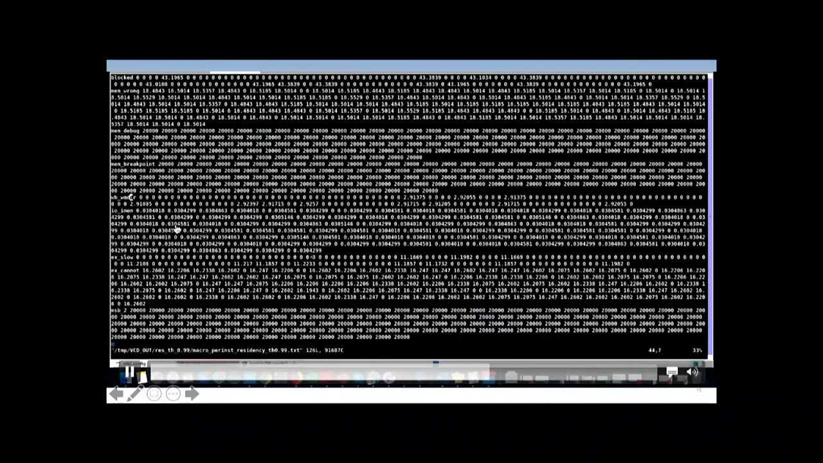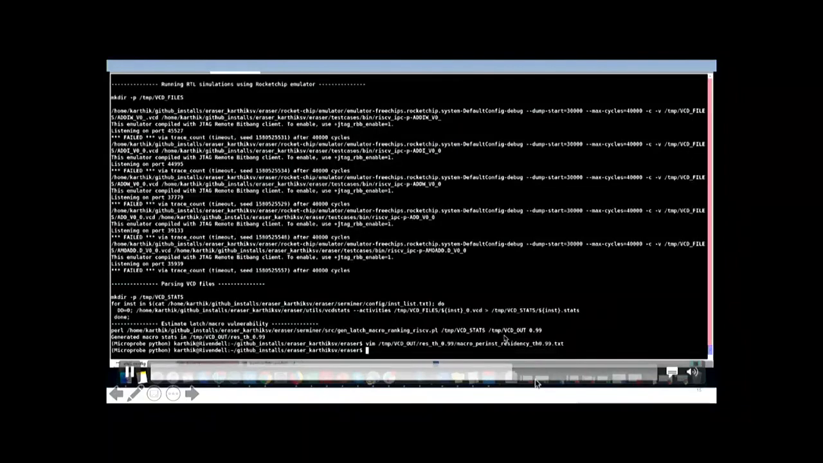These are examples of the macro and instruction level statistics. For each macro, we have the residency value across the entire ISA. So these are for instruction 1, 2, and so on for every single instruction. A few of them are zero because they have been thresholded out, as I mentioned, depending on the value of rho. And finally, we use this to generate the stress marks.